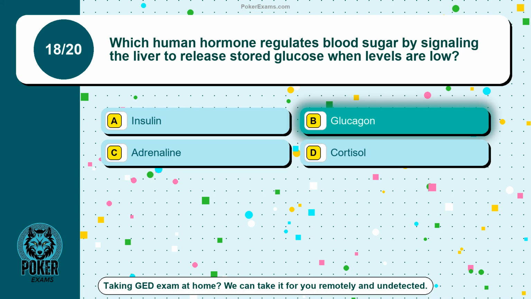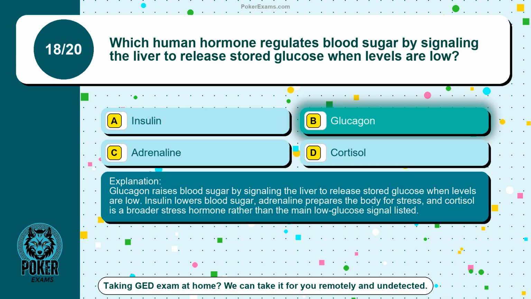The correct answer is option B. Glucagon. Glucagon raises blood sugar by signaling the liver to release stored glucose when levels are low. Insulin lowers blood sugar, adrenaline prepares the body for stress, and cortisol is a broader stress hormone rather than the main low glucose signal listed.